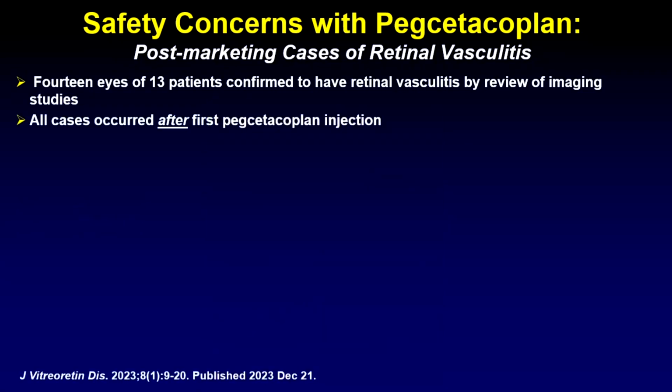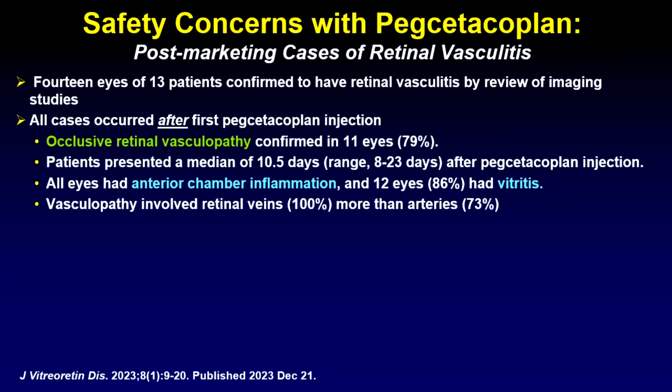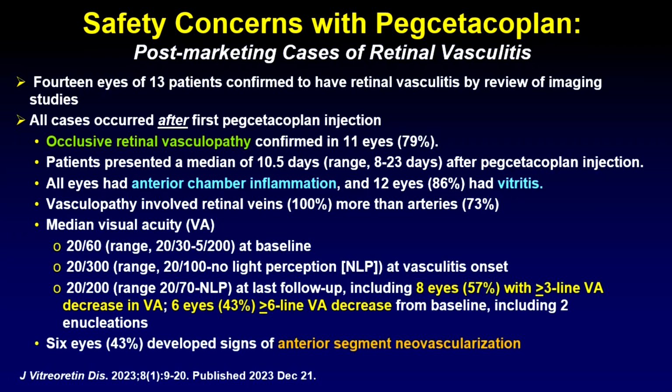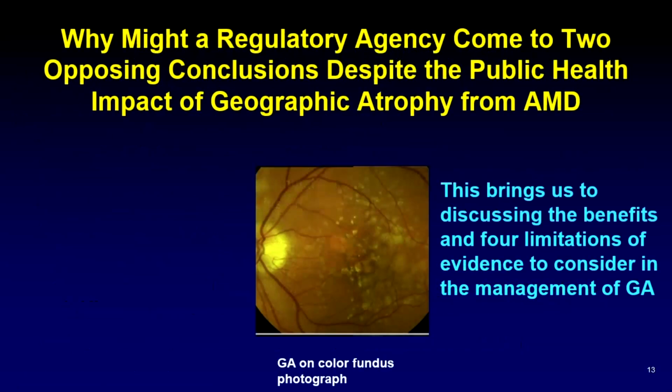In fact, 14 of these eyes that were looked at in detail among 13 patients developed substantial occlusive retinal vasculitis with anterior chamber inflammation, with permanent visual acuity loss, and some of them even anterior segment neovascularization. So we might ask ourselves, why might a regulatory agency come to 2 opposing conclusions in 2 different continents, despite the public health impact of geographic atrophy from macular degeneration?